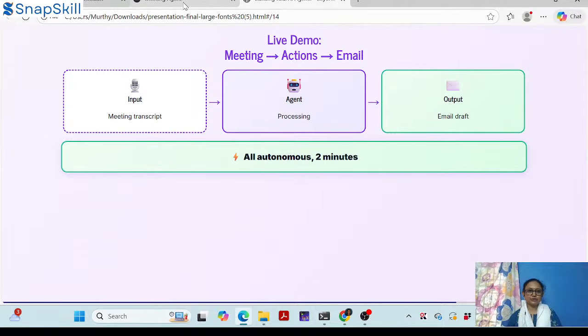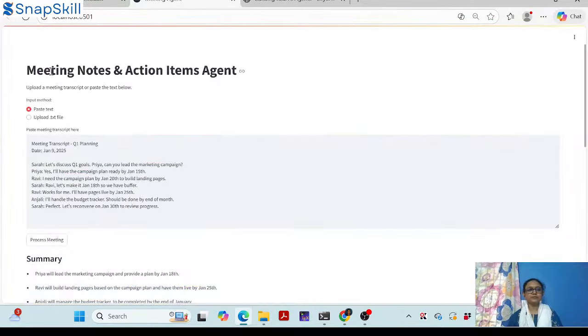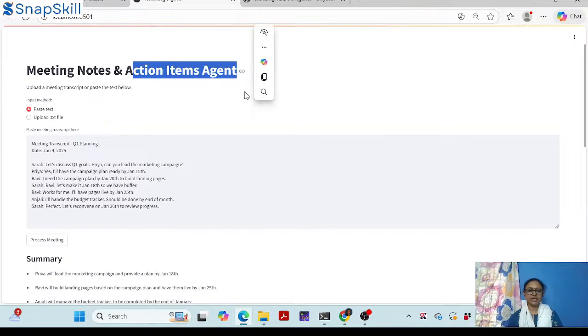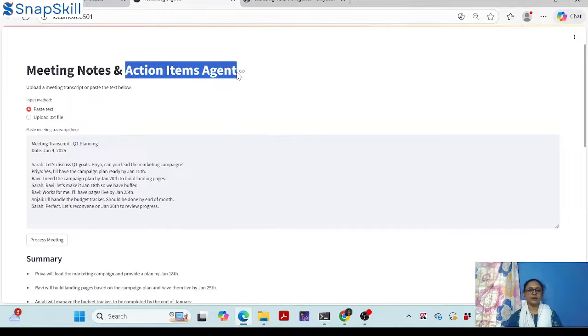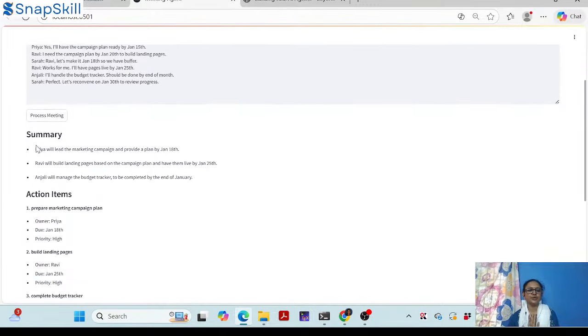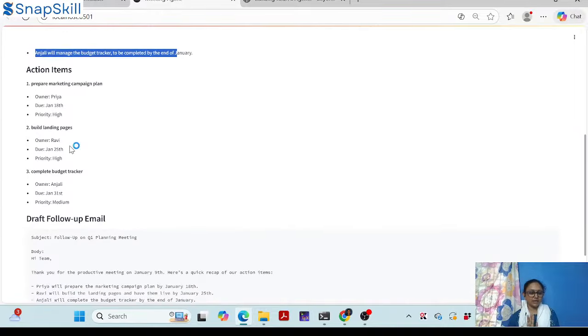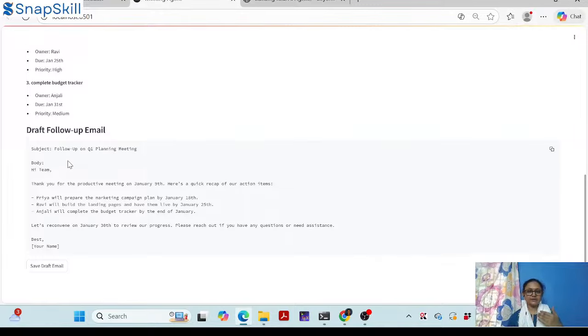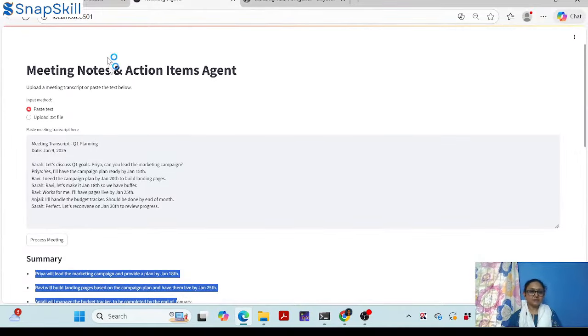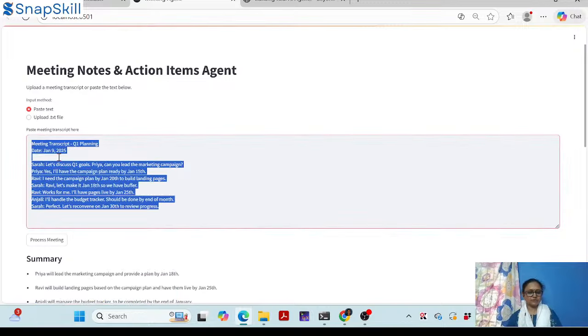So first, let me show you the result. So this is an agent. What does the agent do? I give meeting notes and the agent gives action items. So this is the input. Meeting notes is the input. This agent is going to give action items. If you give the same input to ChatGPT, it is just going to give you a summary. Action items and draft follow-up emails, all these things are going to come under this agent only. So this is the draft.